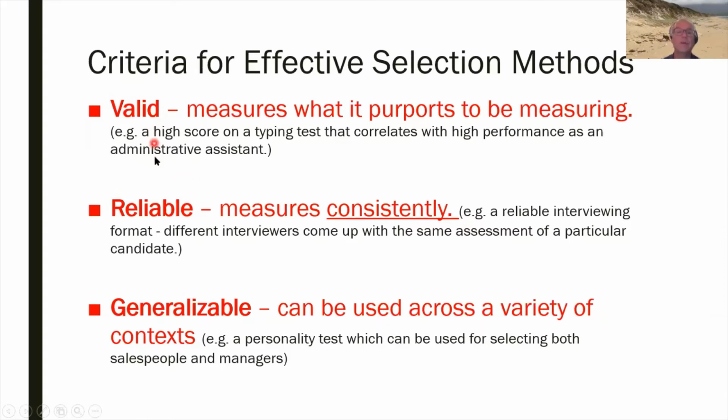All right, the second criterion is reliability, and reliability deals with measuring something consistently. So with reliable interview formats, different interviewers come up with the same assessment of a particular candidate. One way to ensure reliability is to ask everybody the same questions, because it's consistent, right?